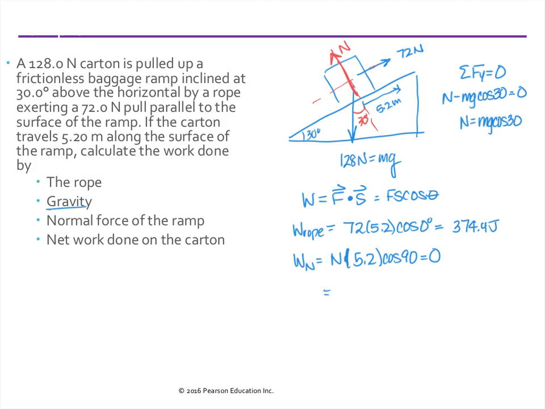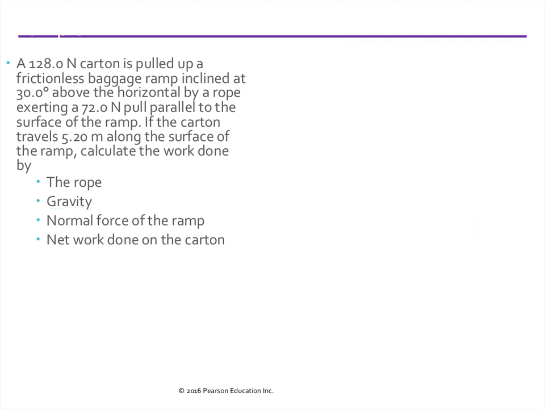And so we could have written it as mg cosine of 30, because that's the normal force, times 5.2 times the cosine of 90. It doesn't change anything. And again, I just want to point out, mg is 128 newtons. We shouldn't be surprised that the normal force doesn't do any work. It doesn't move the box in its direction, so it makes perfect sense. So now let's look at gravity.